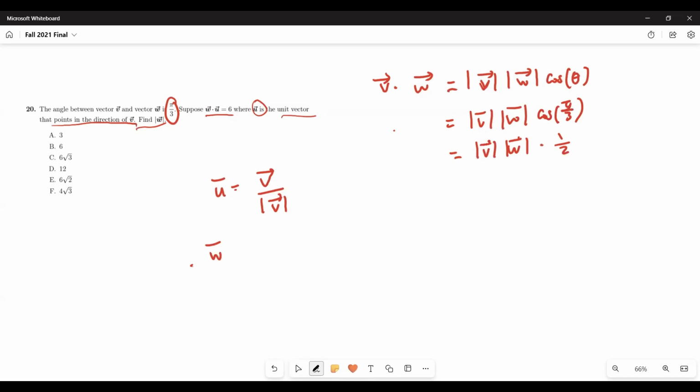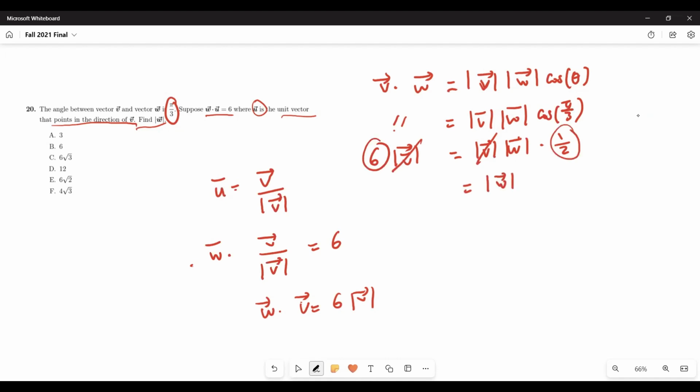And then W dot U, which is W dot V over V magnitude, is 6. That gives us W dot V is the same as 6 V magnitude. So you can replace this with 6 V magnitude. So 6 V and V, this will cancel out each other. And then we want to find the W magnitude. So W magnitude is 6 times 2, because you multiply by 2 to get rid of the 1 over 2, so this is 6 times 2, which is 12. So 12 is equal to W magnitude, which is answer choice D.